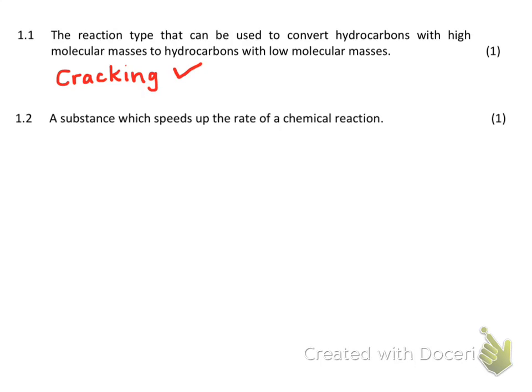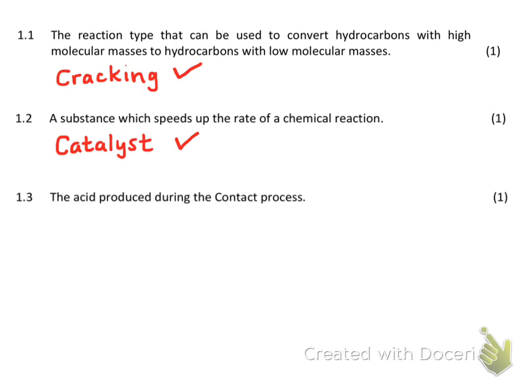Second question, a substance which speeds up the rate of a chemical reaction. That should be very easy. That's a catalyst. 1.3, the acid produced during the contact process. This really is one of those things you just need to learn. That's sulfuric acid is produced during the contact process.